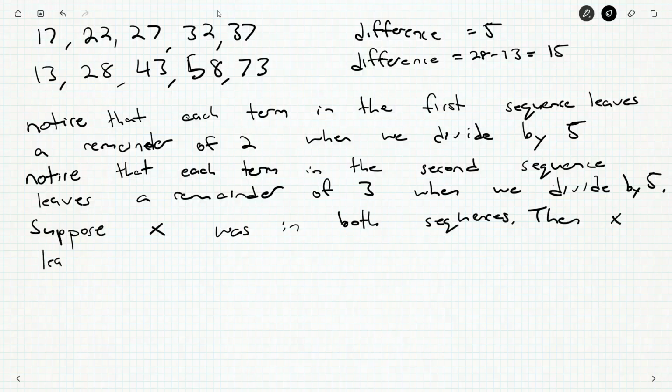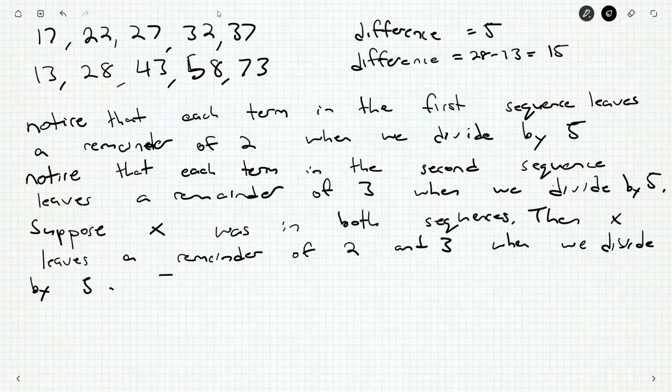Then x leaves a remainder of 2 and 3 when we divide by 5. This is, you could say, silly, or a contradiction, or absurd is probably a better way of saying silly. So no such x exists. So this would be a faster way just based on remainders.